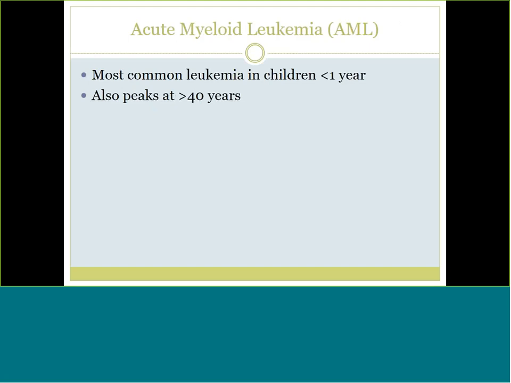Now, this is a common leukemia for children under a year and then tends to peak around 40 years and up. There's definitely people in their 20s that get this. I mean, it doesn't mean that these are the only ages they can get it. It can happen at any age range, unfortunately.